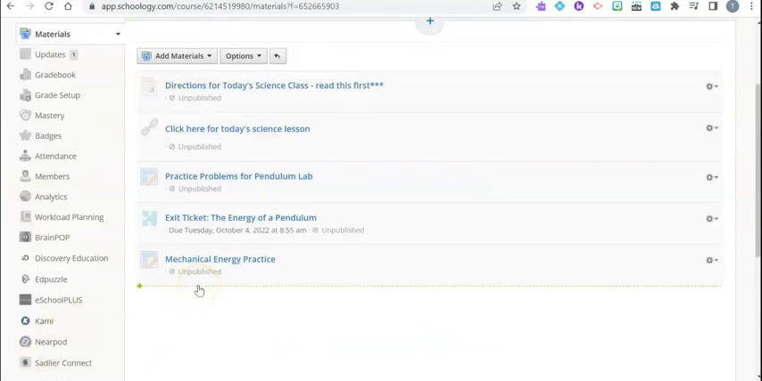So again, your plan for today, Tuesday, October the 4th, is to click this lesson and watch it. As you watch the lesson, you're going to complete the practice problems for the Pendulum Lab. It's a CAMI. You're going to complete and submit your exit ticket. You have 2 chances, 2 attempts, and Schoology will count the highest score. And then you're going to go to your mechanical energy practice like we've been working on for a long time. You're going to continue and finish all of the pages that are blank at this point.